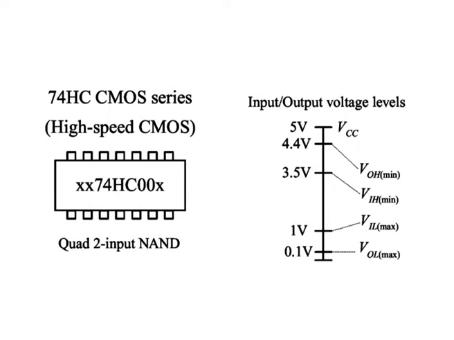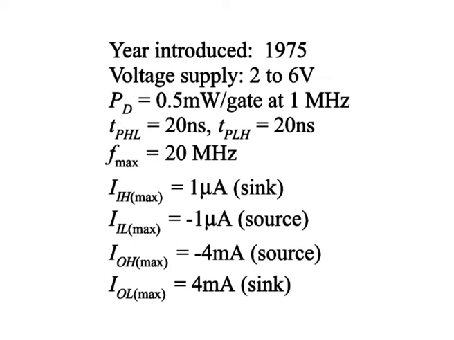The 74HC CMOS series is an improvement in speed over the 4000 CMOS series, as speedy as the 74LS TTL series depending on the operating frequency. It also provides greater noise immunity and greater voltage and temperature operating ranges than TTL. This is a very popular series used today and has the following parameters. It was introduced in the year 1975 with the following parameters.